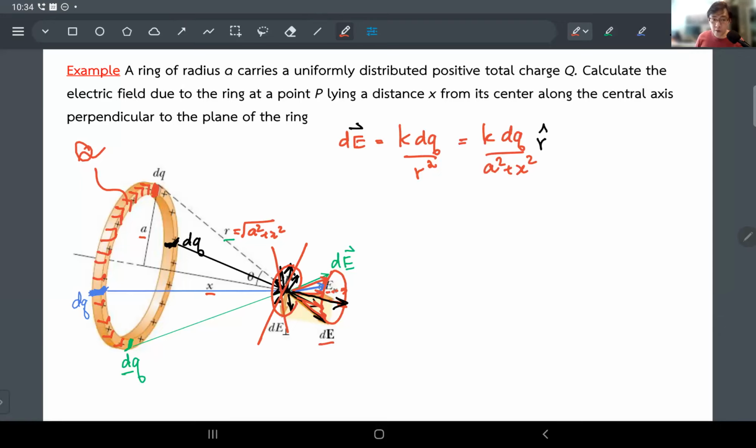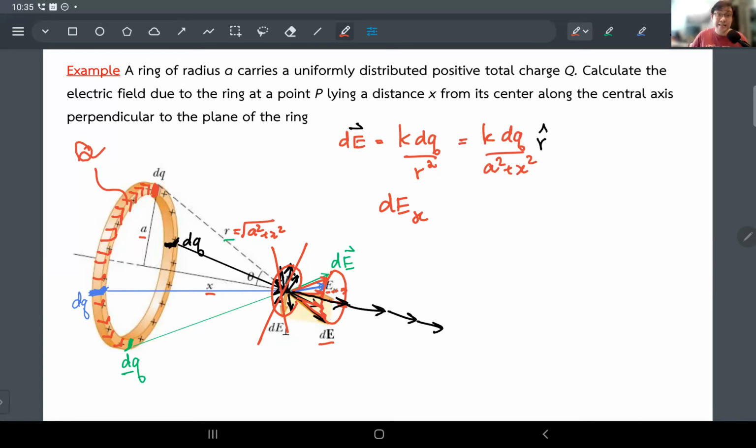Okay. Cool. So that means what you have to sum is just the x components of each dE. That's what you need to sum up. So that means I don't have to care about the perpendicular components. I only need to care about the x component, and then I'll just do head to tail and sum them all up. So what I need is the dE along the x-axis. You guys with me?